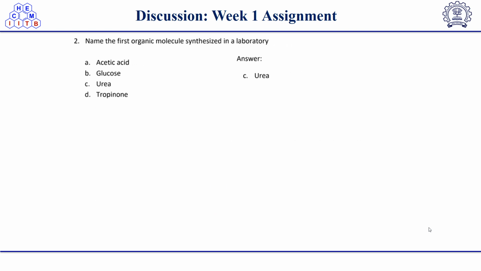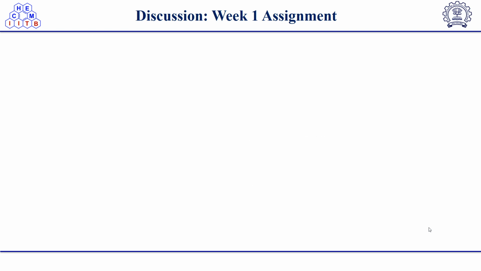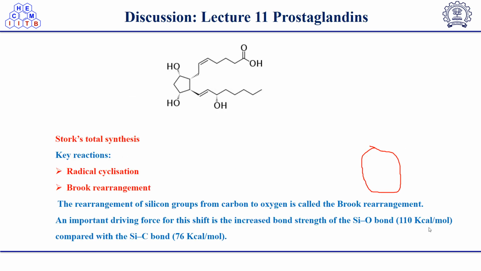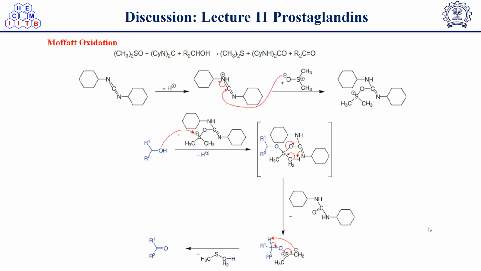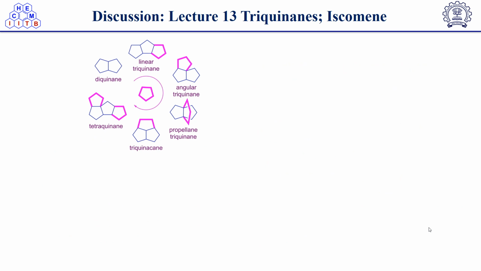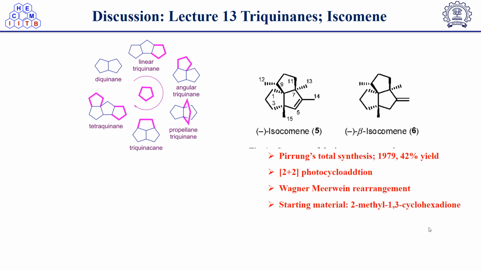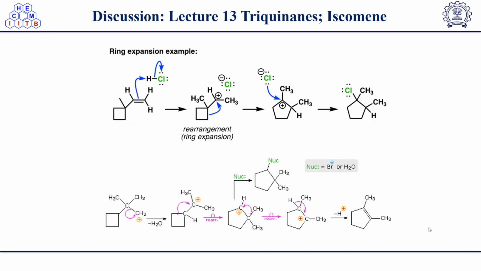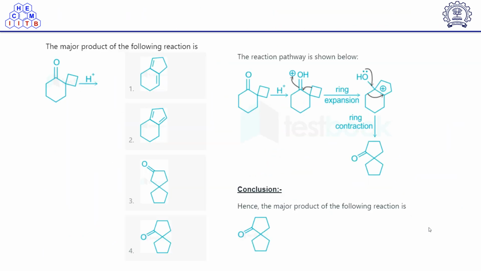Okay, these are the assignment questions. Then the next discussion was about prostaglandins, then biotin, lactacystin. Then we came to triquinanes; many triquinane total syntheses we have seen, like linear triquinanes and angular triquinanes, like isocomene, then isocomene and silphinene, then hirsutene and capnellene, which are linear triquinanes.